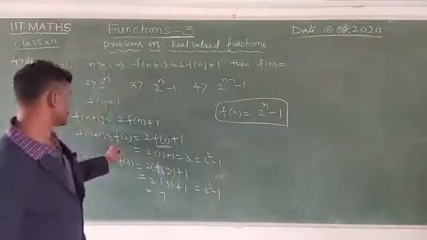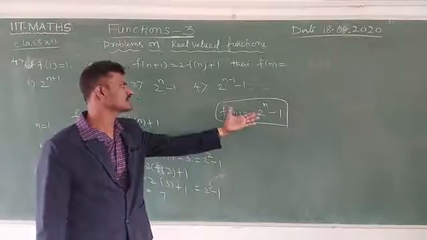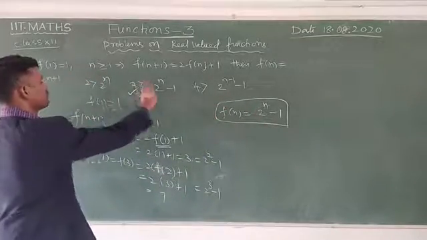Here 2 means 2 square minus 1. Here 3 means 3 square minus 1. Here n means 2 power n minus 1. This is the third option. Note down.